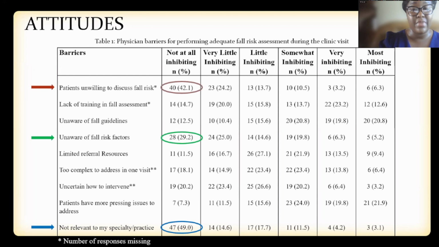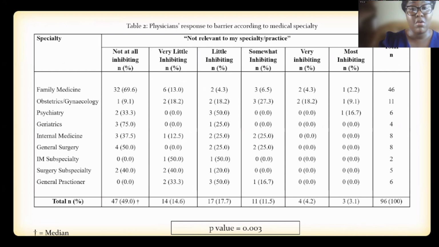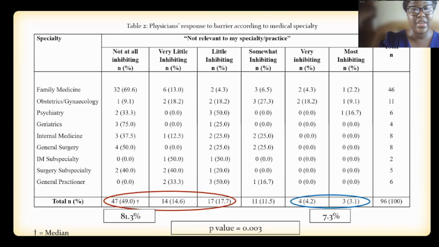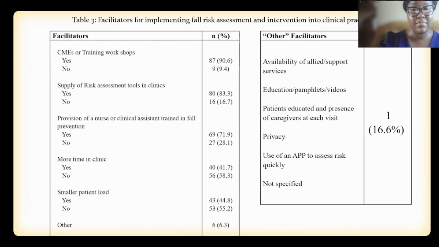The latter was the only barrier that had a statistically significant relationship with physician specialty, at a p-value of 0.003. Overall, 49% of physicians considered this barrier not at all inhibiting. However, physicians from various specialties by and large considered this barrier to be little to not at all inhibiting, with only 7% considering it to be at least very inhibiting.